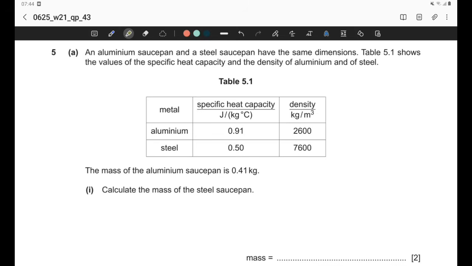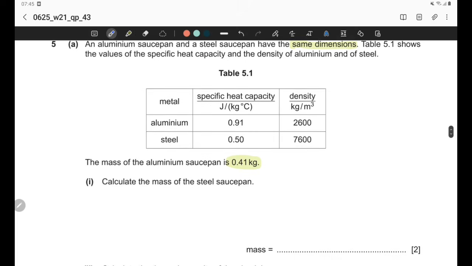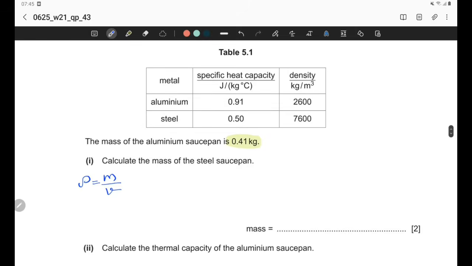Question 5 part A. An aluminium saucepan and a steel saucepan have the same dimensions. Table 5.1 shows the values of specific heat capacity and density of aluminium and steel. The mass of the aluminium saucepan is 0.41 kg. Calculate the mass of the steel saucepan. So here we need to calculate mass. We can use the equation density is equal to mass over volume. In order to calculate mass, we can make mass the subject. So we get mass is equal to density times volume.